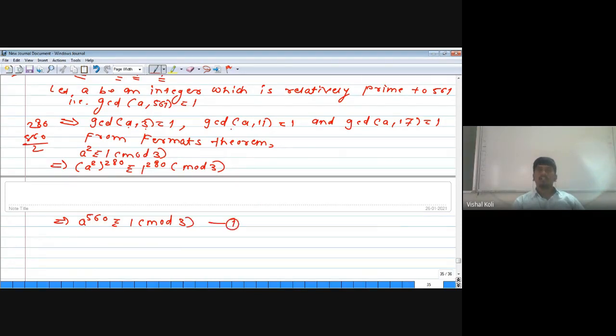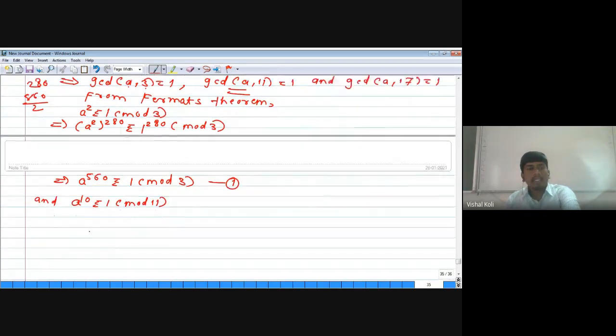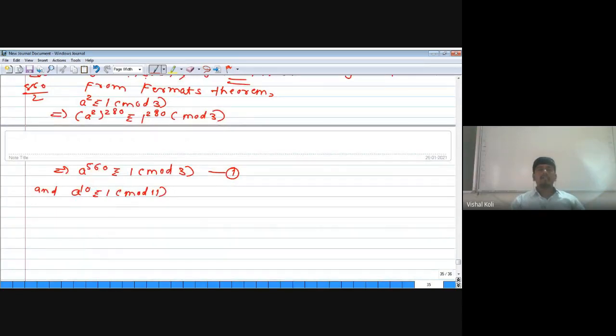Similarly, GCD of a and 11 will be equal to 1, which implies, with p equal to 11, a to the power p minus 1, that is a to the power 10, is congruent to 1 modulo 11. Now take here also k equal to 56, which implies a to the power 10 into 56, which is 560, is congruent to 1 modulo 11, which implies 11 divides a to the power 560 minus 1. Take this one as equation 2.